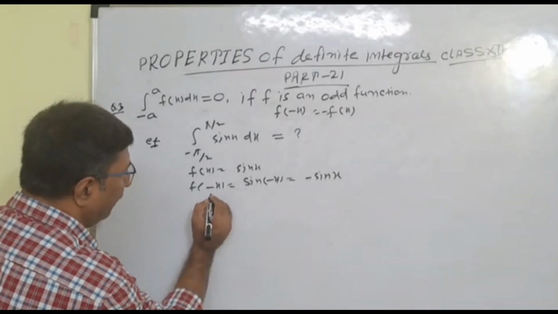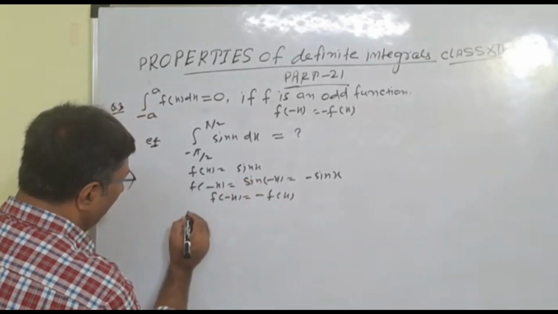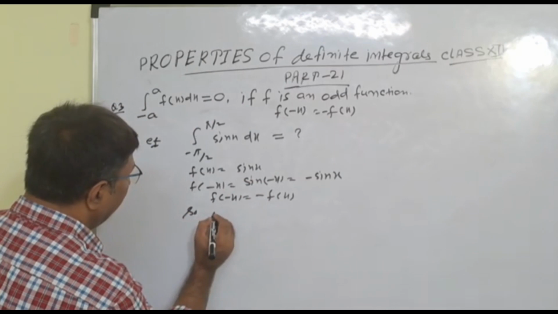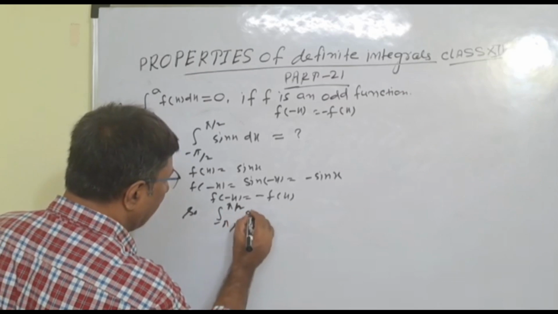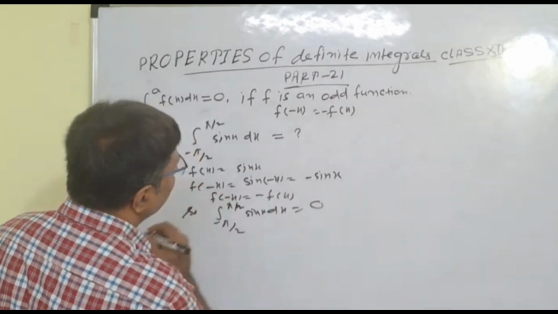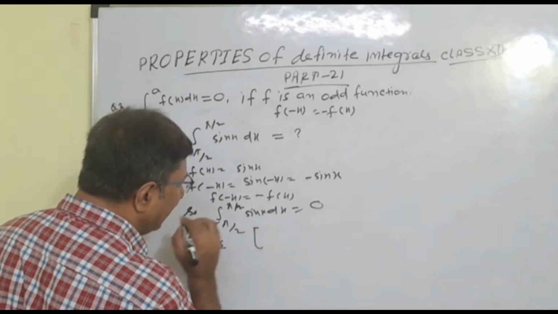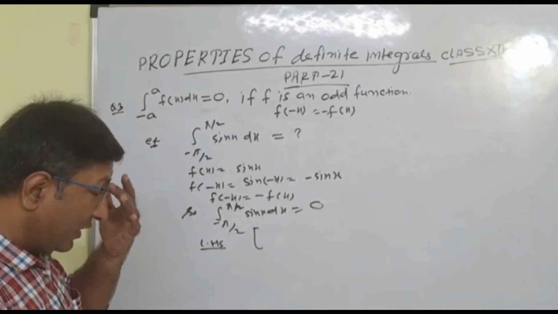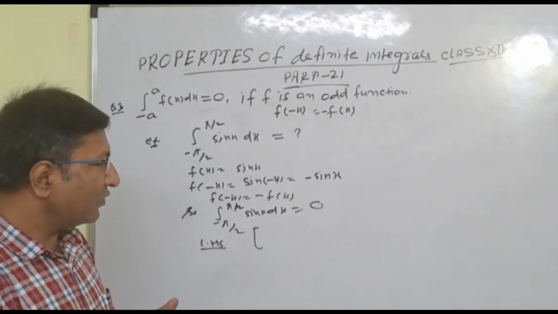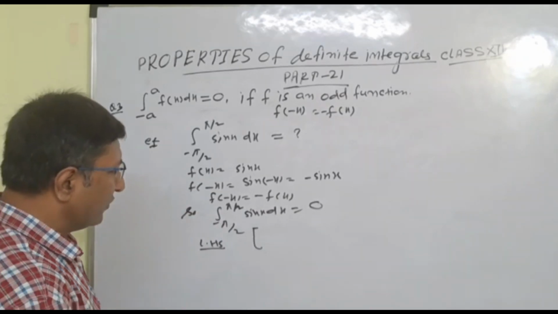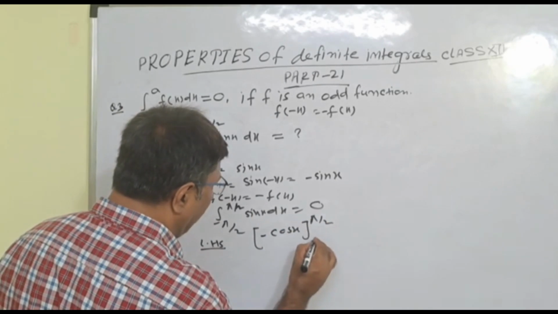So here f of minus x equals minus f of x. So we can write that the integration from minus pi by 2 to pi by 2 of sin x dx equals 0. Now you can check the LHS. The integration of sin x: you know the derivative of cos x is minus sin x, so the integration of sin x is minus cos x. So this is minus cos x, with upper limit pi by 2 and lower limit minus pi by 2.